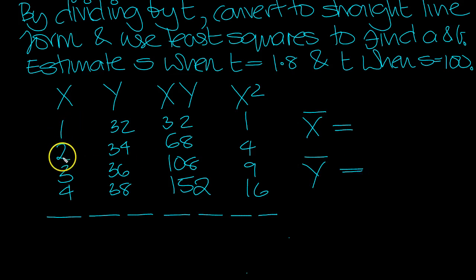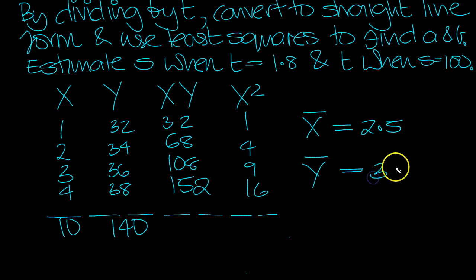X bar, 3, 6, 10, 10 over 4 is 5 over 2 is 2.5. And y bar, 30, 6, you get 120 from these four. 6, 12, 20, and 120 is 140. This was 10, wasn't it? 140 over 4 is 70 over 2 is 35.